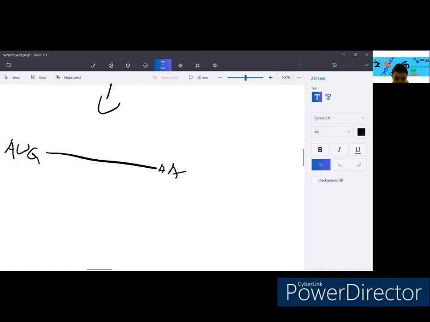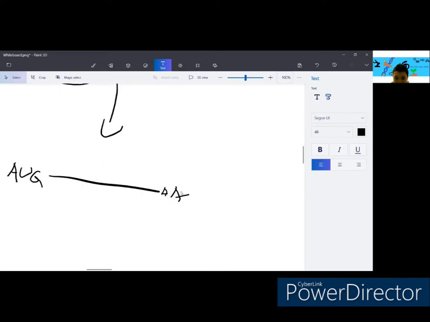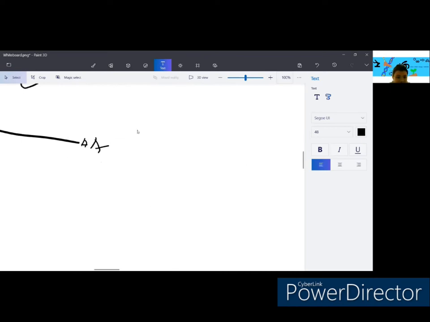It's literally A, A, A, and so on. Okay, you get the idea. There's going to be like a million A's strung on the back, kind of like a tail.